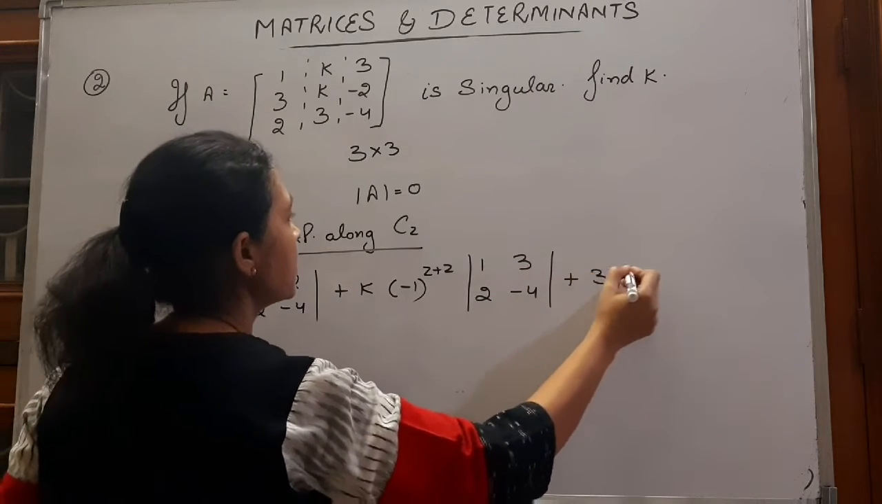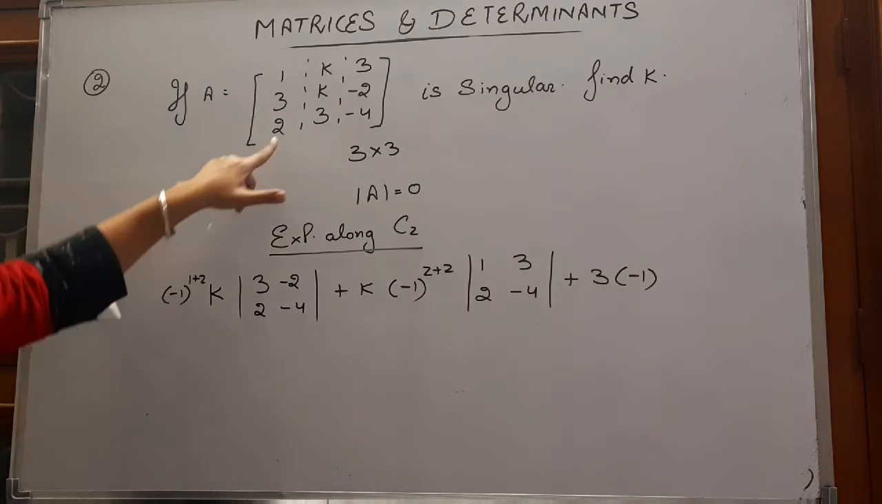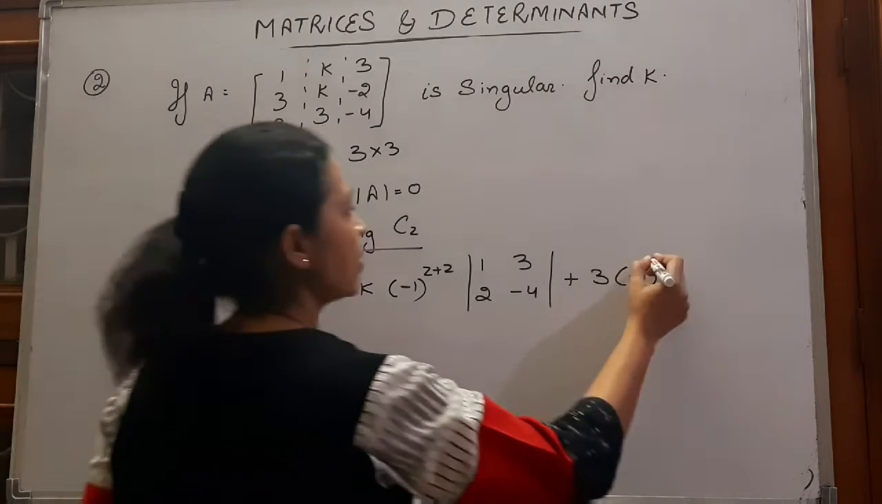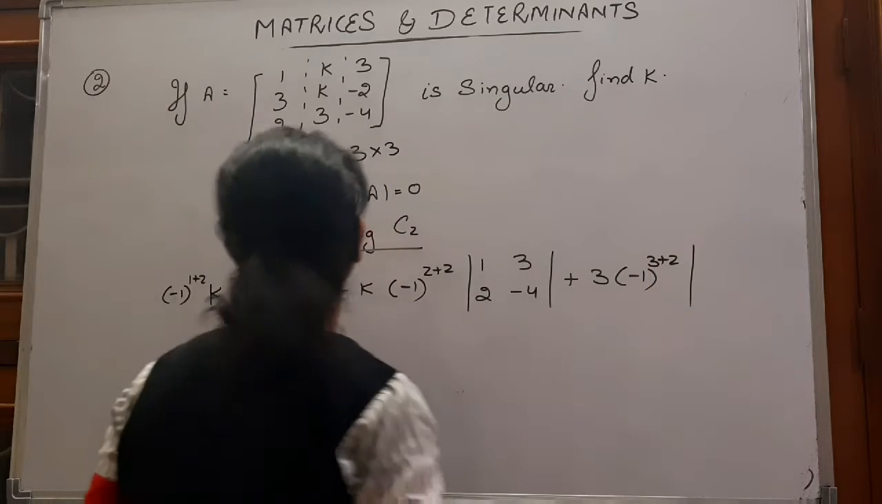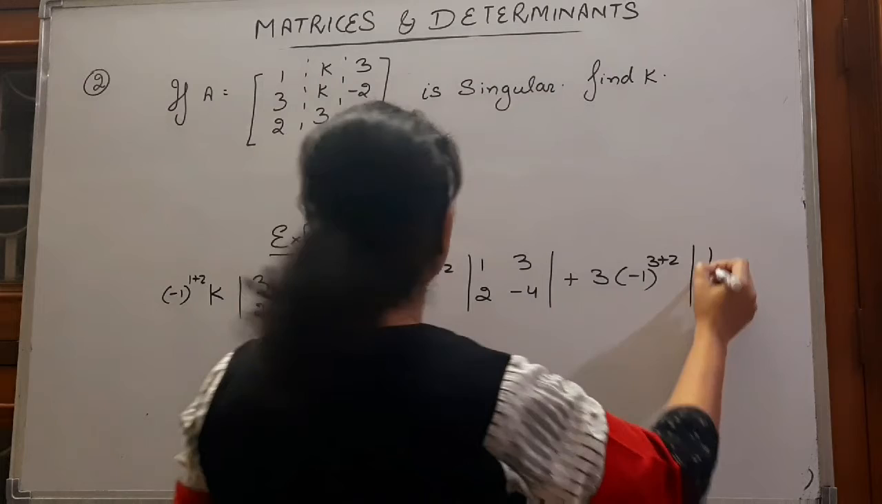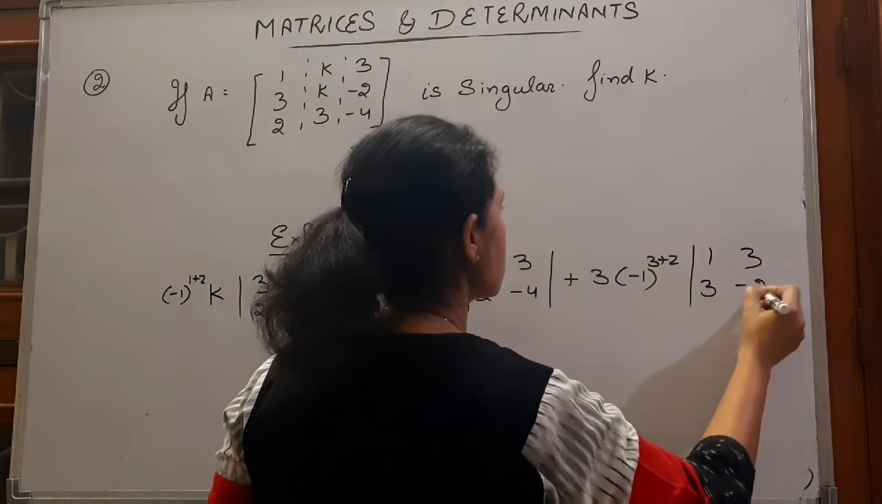Plus 3 into minus 1 to the power of 3 plus 2. This is element 3, 1, third row, first column. This is 3, 2. Here we have 3 plus 2. Leave second column, third row. We will have 1, 3, 3, minus 2.